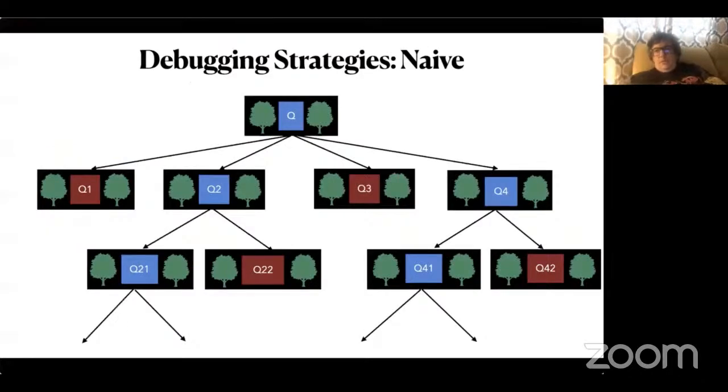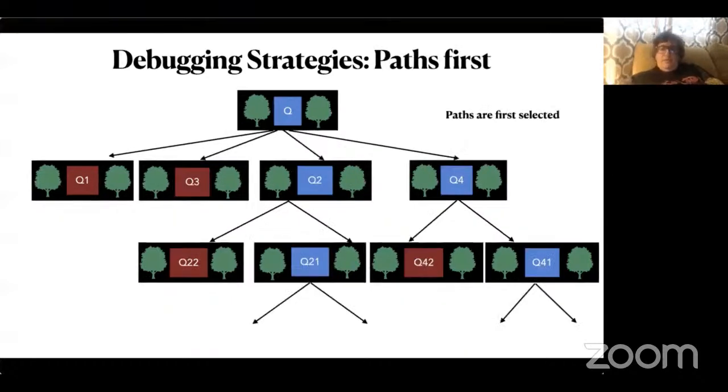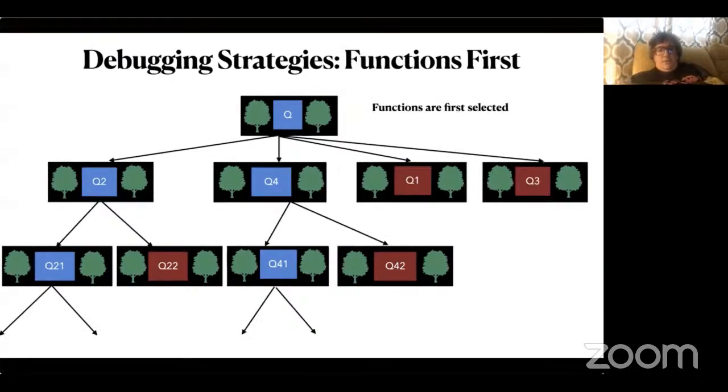Let us see now about the strategies. A naive strategy traverses the debugging tree without reordering. That is, Q, Q1, Q2, Q3, and so on. Here, green nodes are paths and blue nodes are functions. A first strategy is to ask about paths first, because they are frequently the cause of the error. Here, green nodes are retrieved first. Another strategy is to delay paths and analyze function calls first. That is, blue nodes first and green nodes later.